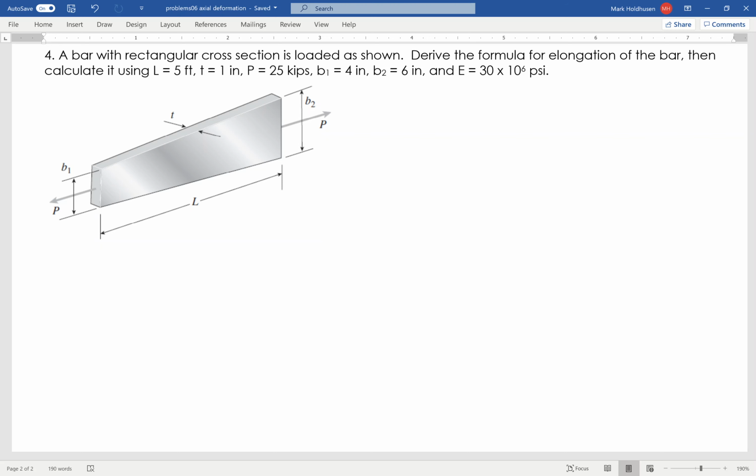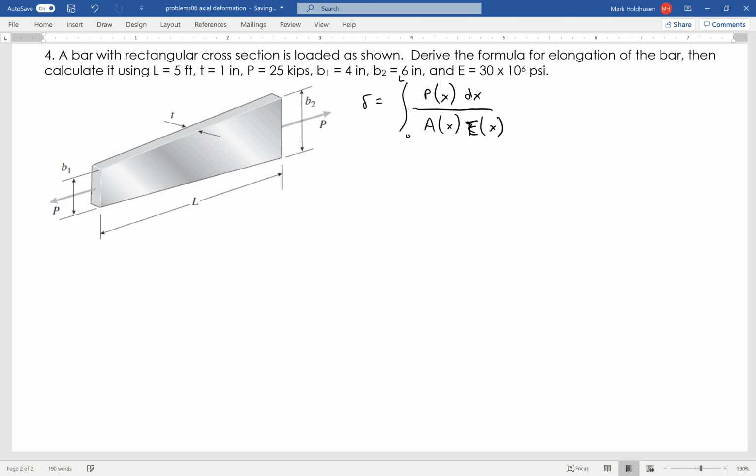My general equation for deflection is going to be the integral from 0 up to L of P as a function of x dx, all over A as a function of x times E as a function of x.